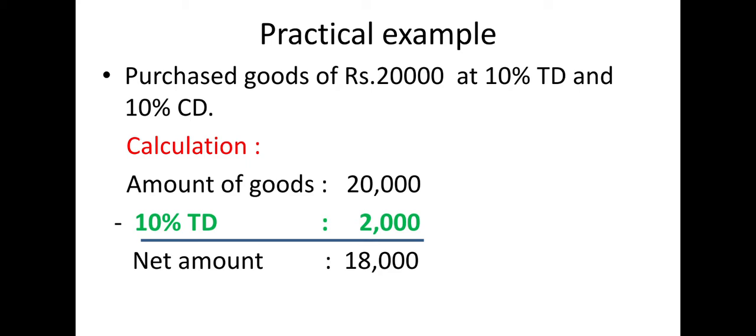That means from these 20,000, the 2,000 that we subtracted, student, and what remained, 18,000, so we are not to calculate cash discount on 20,000. We cannot calculate CD on 20,000. 20,000 is a gross amount and 18,000 is a net amount. So cash discount is always calculated on net amount.